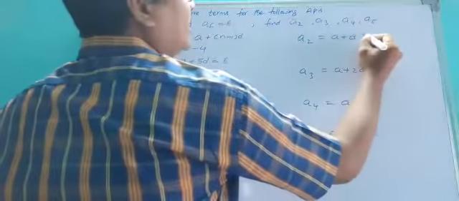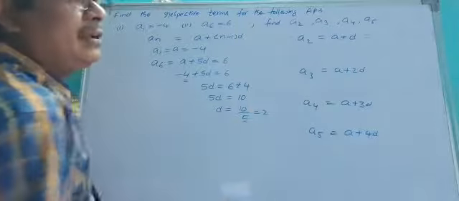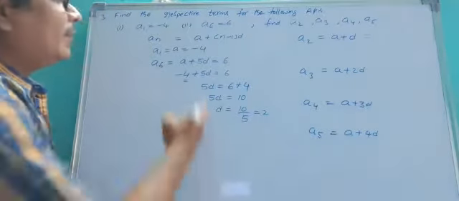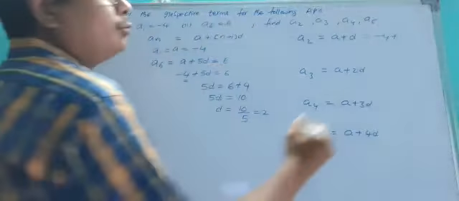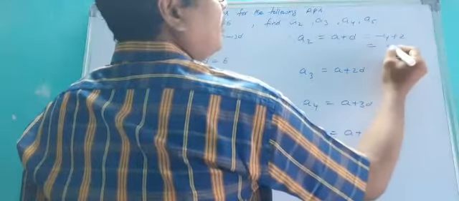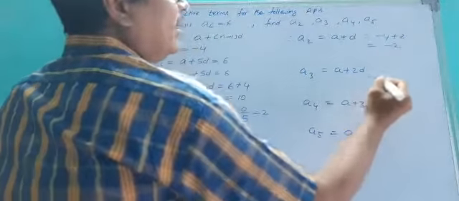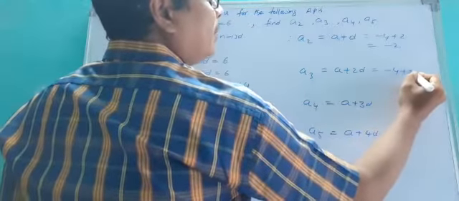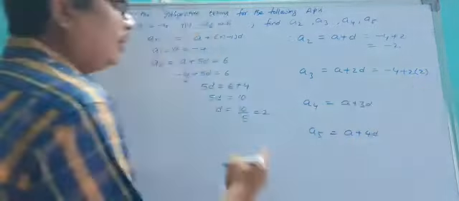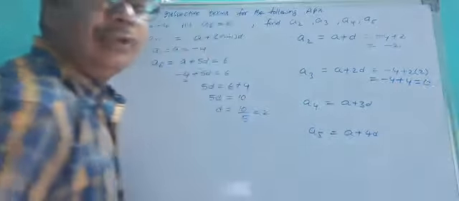A2 means A plus D. So A2 equals A plus D, minus 4 plus 2, that equals minus 2. And the next one, A3. A3 equals A plus 2D, minus 4 plus 2 into 2. 2 twos are 4, so minus 4 plus 4 equals 0.